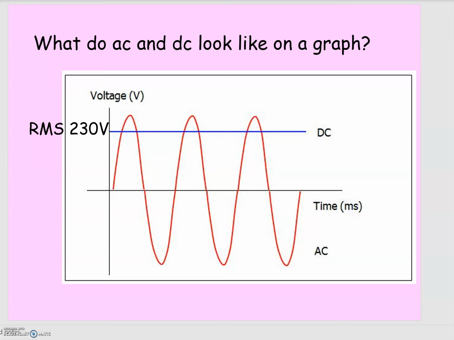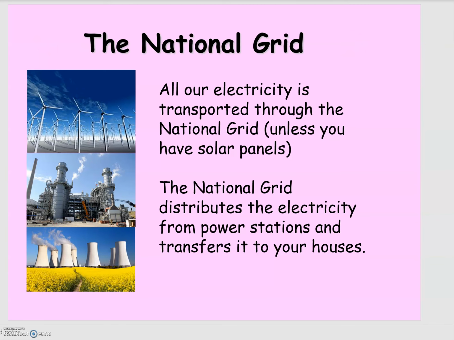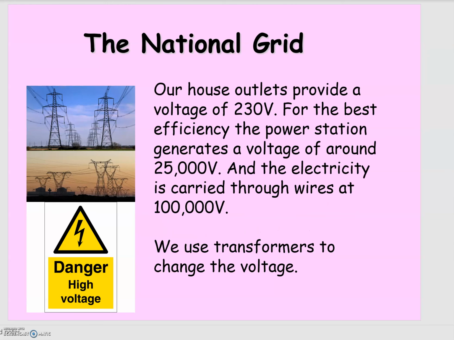Now, the electricity in the United Kingdom is delivered to your house using the national grid. The national grid distributes electricity from the power station to your house using different appliances in the middle. Our house outlet produces a voltage of 230 volts. For the best efficiency, the power generation is at 25,000 volts, and this is carried through the wires.